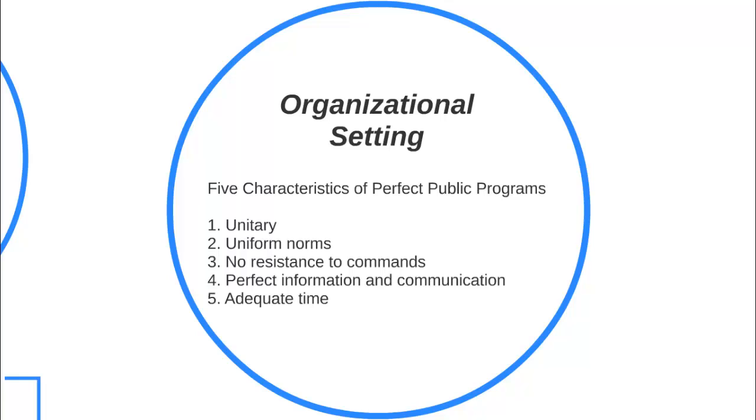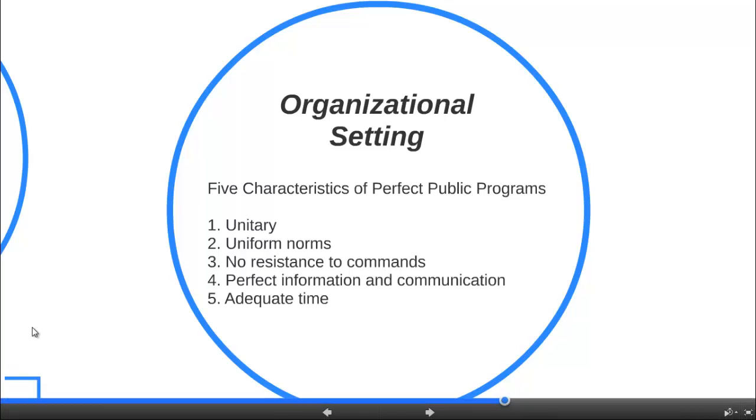Number 2, the norms and rules of administration would be uniform throughout the organization, so everybody would understand. 3, no resistance to commands. If it comes from above, we simply do what is told. 4, perfect information and communication within the organization. And 5, there would be adequate time to do these things. Unfortunately, at least one of these, if not many, many more, is typically missing from every public agency that we encounter today.